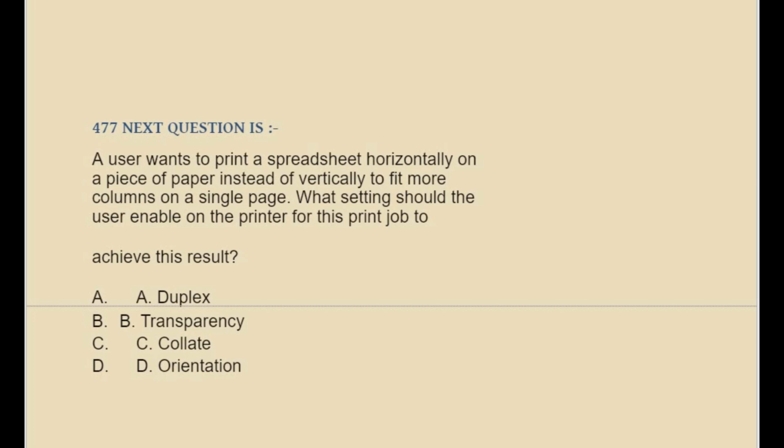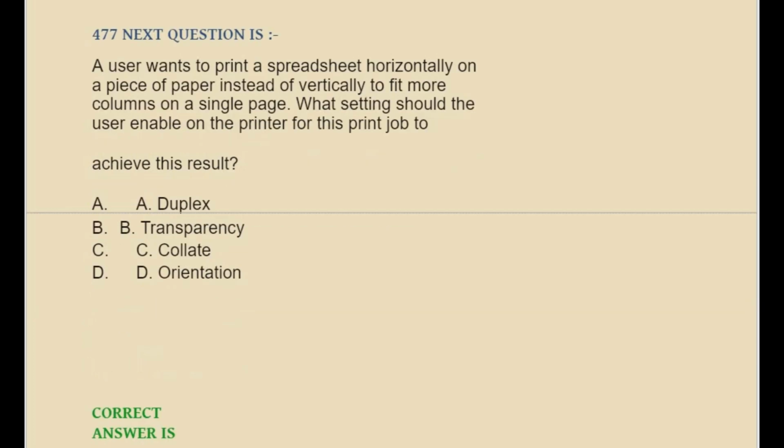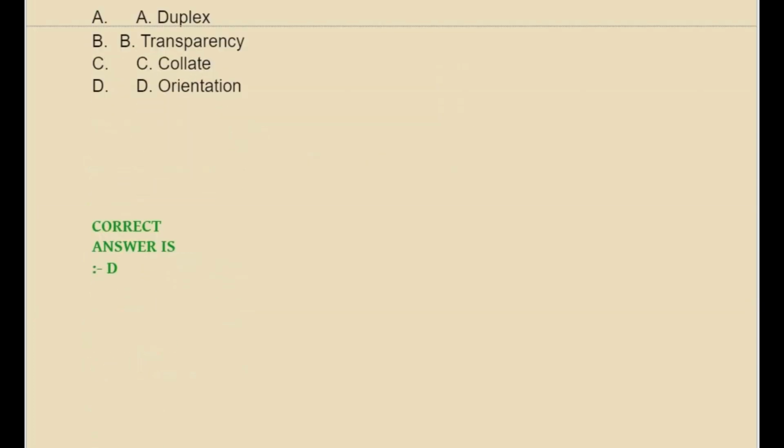Question is a user wants to print a spreadsheet horizontally on a piece of paper instead of vertically to fit more columns on a single page. What settings should the user enable on the printer for this print job to achieve this result? Option A duplex. Option B transparency. Option C collate. Option D orientation. Correct answer is option D.